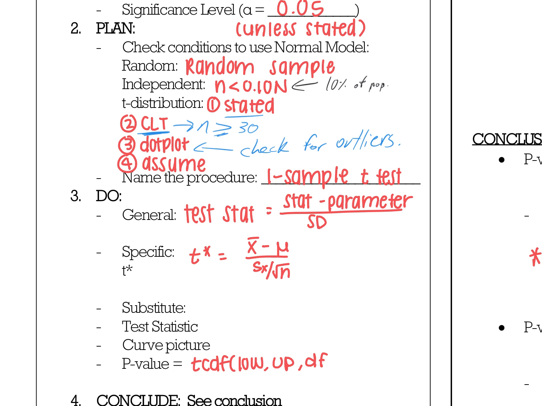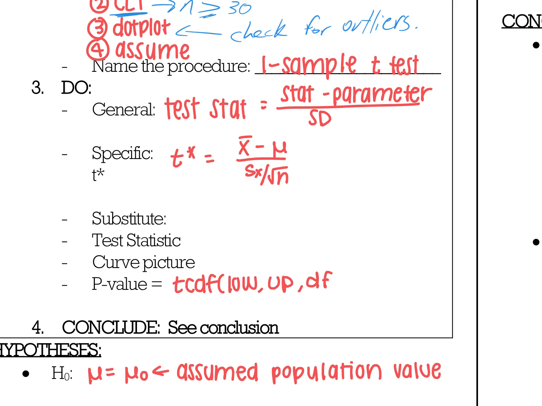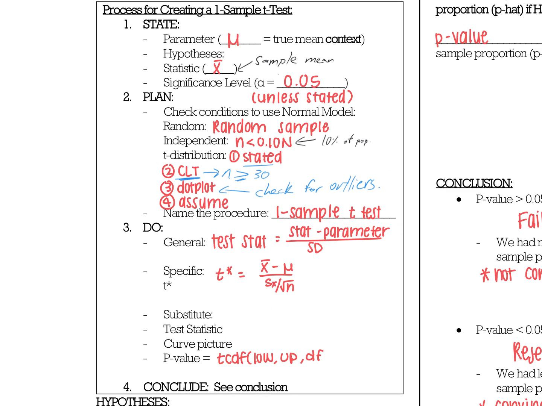Following through that, you set it up, write out your specific variables, fill in your numbers, and then make sure you draw that normal distribution with your t distribution to look up the p-value. Okay. So that is our state, plan, do portion of this test. We'll talk about the conclusion a little bit later on in this section. But first, let's look at hypotheses.